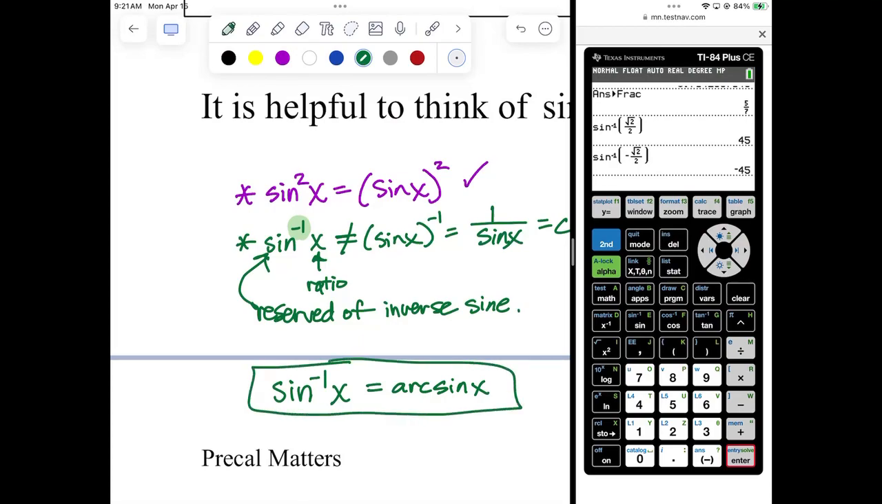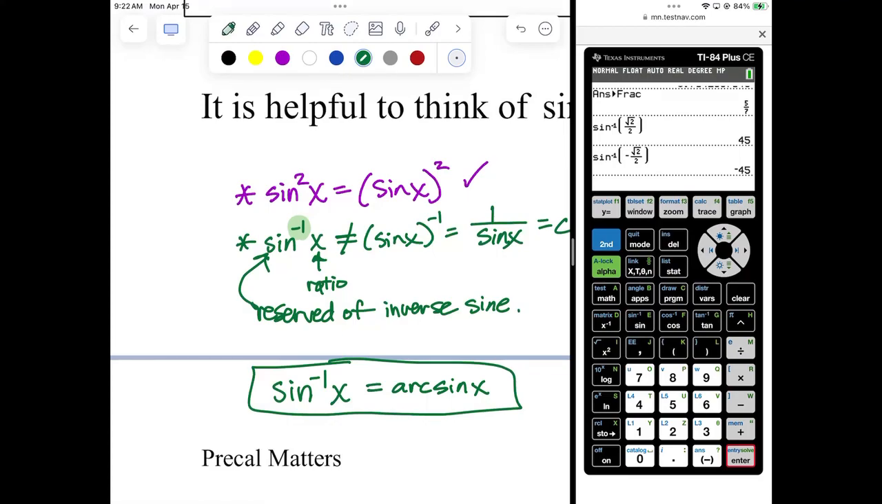Arc sine of x. The reason that we use arc is because, remember, we're talking about finding a radian angle, which is a ratio of an arc length to the radius. The radian measure of an angle is the arc length divided by the radius. So that's why we use arc. It's related to the radian.